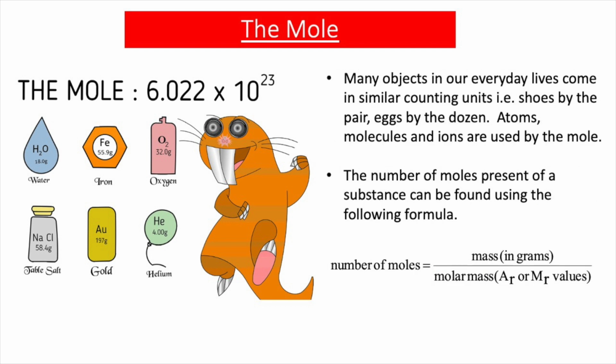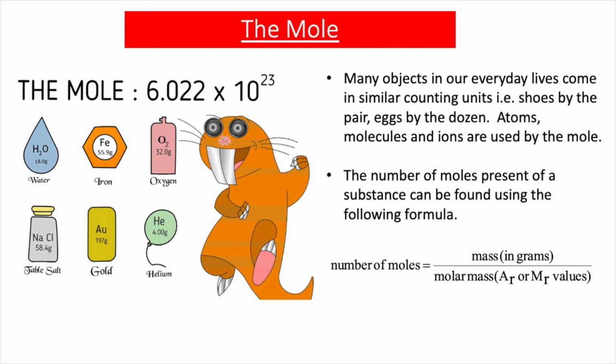Now, many objects in our everyday lives come in similar counting units. For example, you buy shoes by the pair or you buy eggs by the dozen. Now, atoms, molecules and ions are used by the mole, and the number of moles present of a substance can be found using the following formula. The number of moles is equal to the mass in grams divided by something called the molar mass, which is simply the number of grams we need to have a mole, which is either the AR value if you're dealing with atoms or the MR value if you're dealing with molecules.